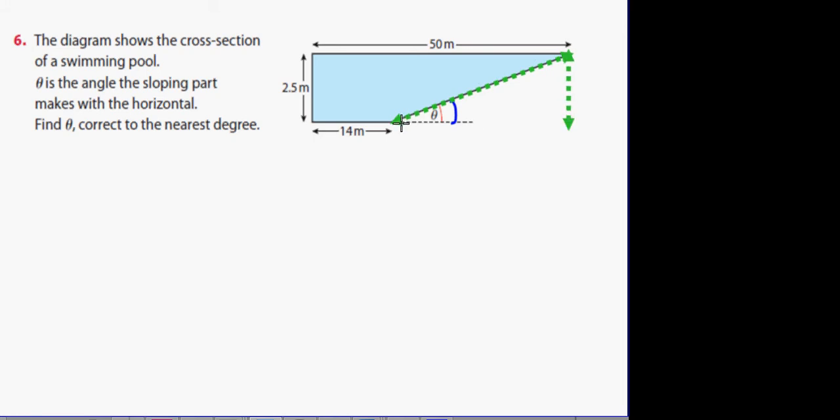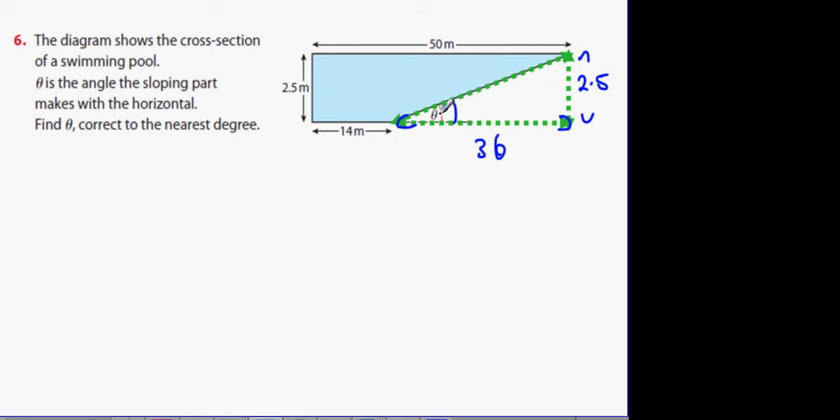that's coloured in green. The first thing I want you guys to tell me is, what is this side here, from here to here? It's 2.5, because the pool doesn't lose any depth. It's still the same height all the way across. Next thing is, what length is it from here to here? It's going to be 36, isn't it? Because 36 plus 14 gives you 50.